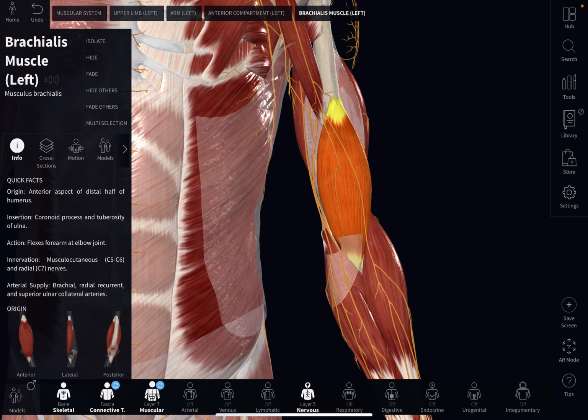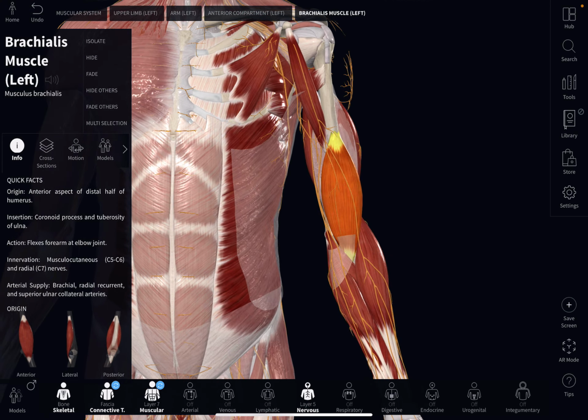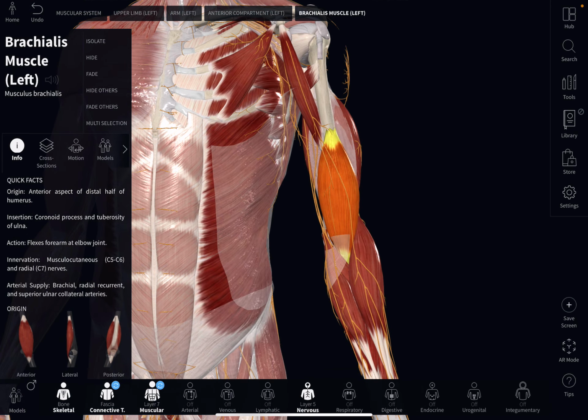Okay, so it is a composite muscle having two innervations, mainly by the musculocutaneous nerve and a small part of it by the radial nerve. Now, when we talk about the actions of the brachialis muscle, the action is to flex the elbow joint. All right, so it is the principal flexor of the elbow joint.